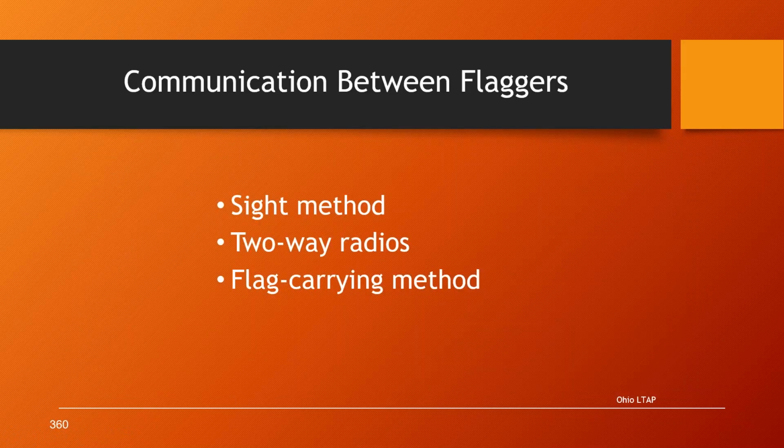So there's different ways of communicating between the flaggers. Maybe you're working on a straight roadway where you can see each other, so you can use the sight method. Maybe you can take your hat off and wave it at the other flagger if he can see you. If he can't, then you can use 2-way radios. And as a last case scenario, we have the flag carrying method, where you actually give a flag to the last car that you're allowing through, and then that car would give the flag to the flagger at the other end.